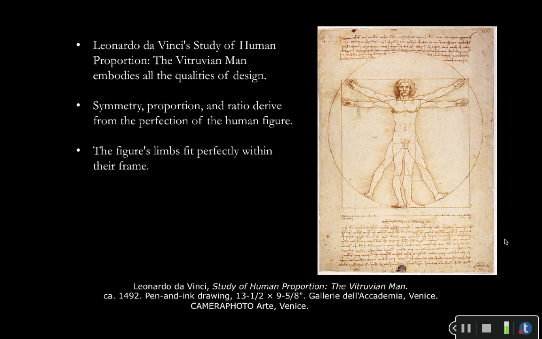So the figure's limbs, as you can see here, actually perfectly fit into two separate frames. One is the frame of the circle, and one is the frame of the perfect square, okay? So the study of the human body is completely tied into mathematics and science in this way. So it's no surprise that we have these early theorists who are not only dabbling in art practice, but are also inventors, theorists in a variety of ways, mathematicians, all these types of things. So these are all what you would call Renaissance men, right?